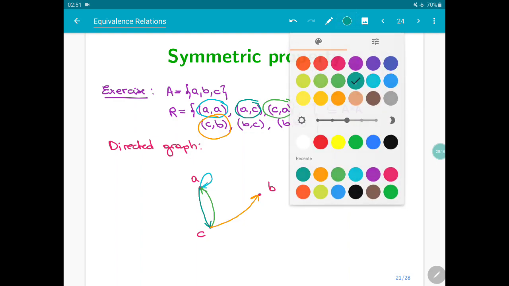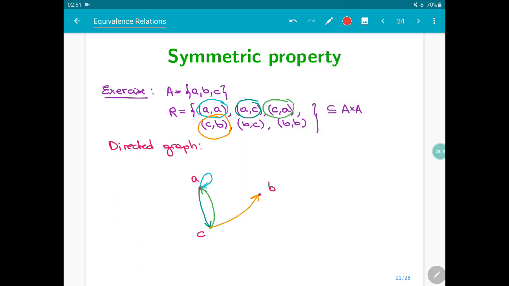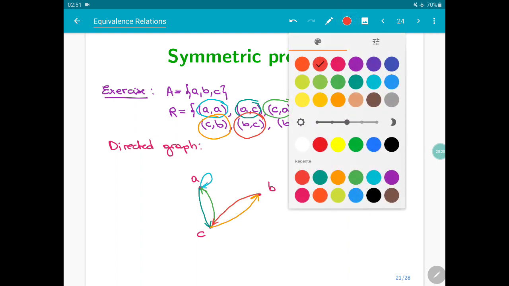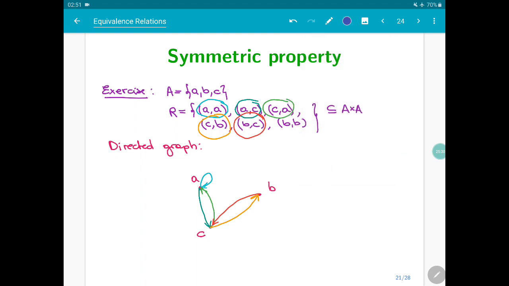And I don't know what to choose. No, this I already took. Well, this is more or less the same. BC like that. And finally, oh, there is not a lot of choice here. BB is again a loop. Okay? Well, first of all, this relation is not reflexive because here at C, you see that you are missing a loop. But this is not what we are caring about here for symmetric relations.